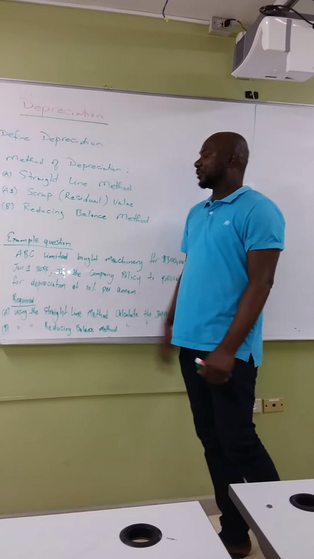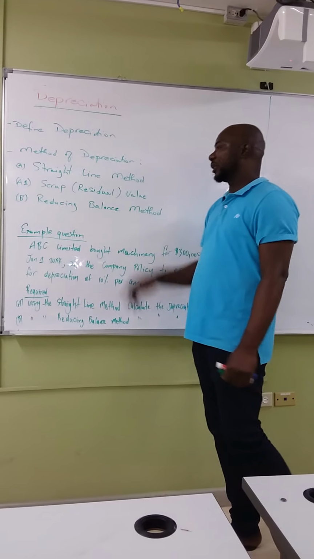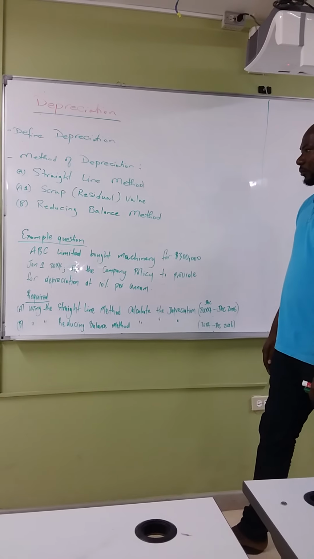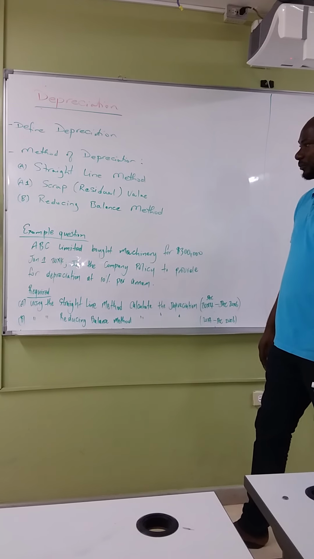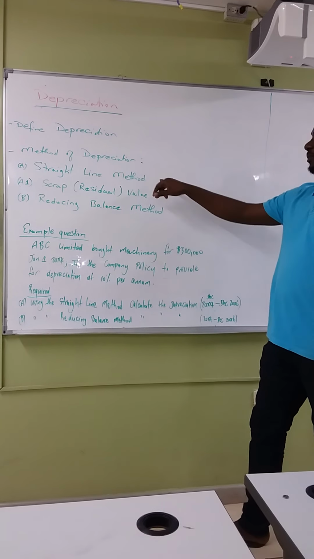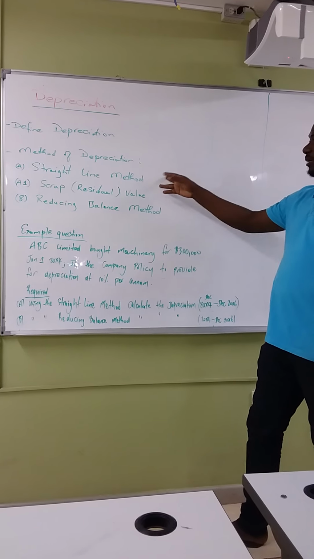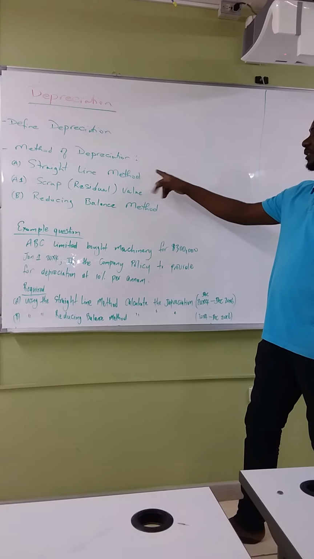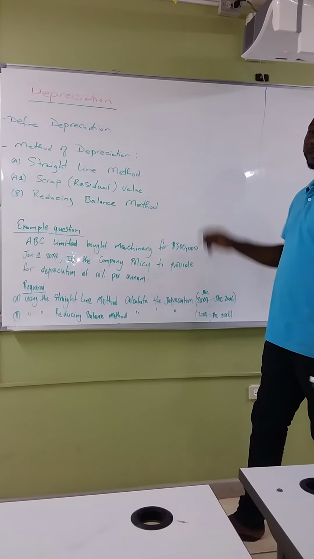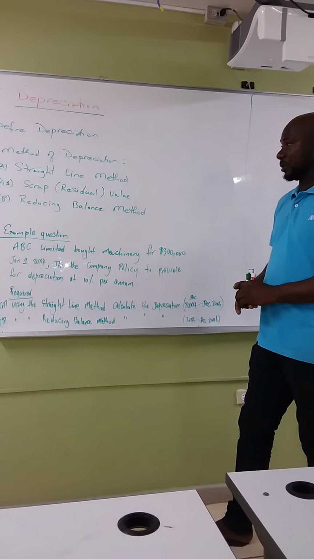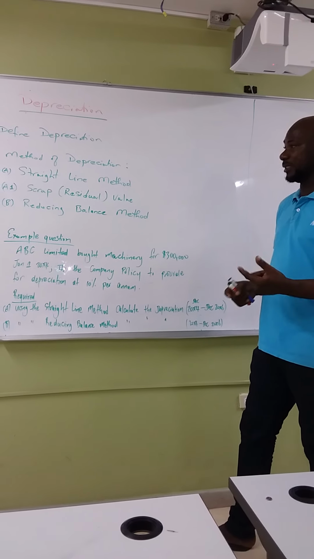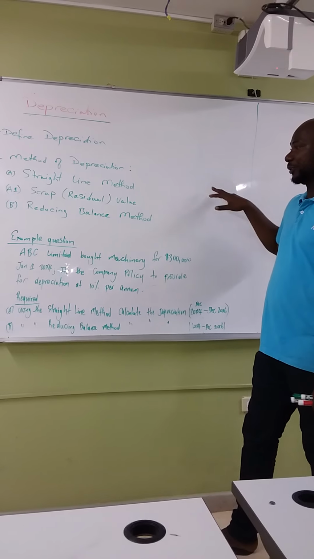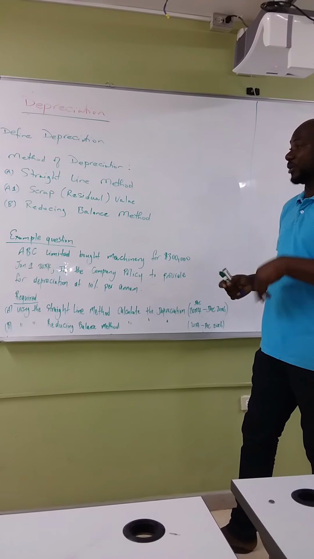Now in terms of the methods, the first one we want to look at is the straight line method. The straight line method by definition is calculated on the cost price of the asset each year. So when you're calculating the depreciation, it's calculated on the cost price of the asset each year. Take for example the rate is 10%.